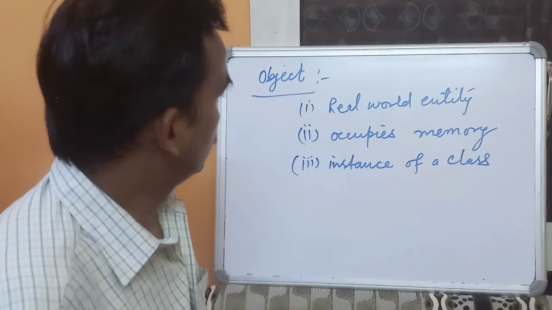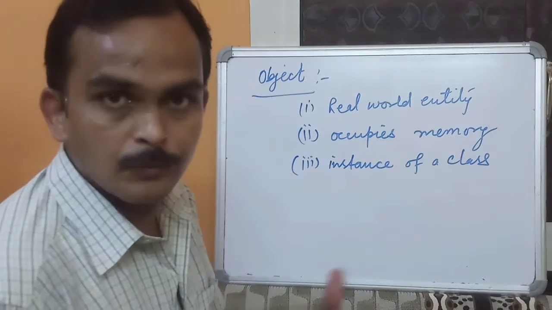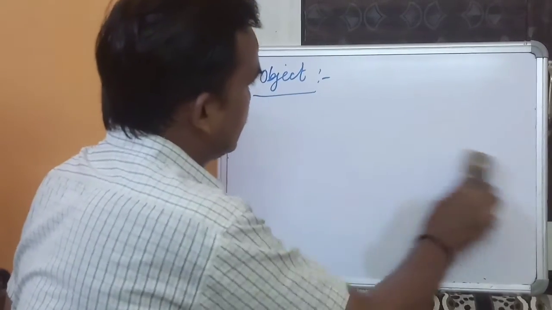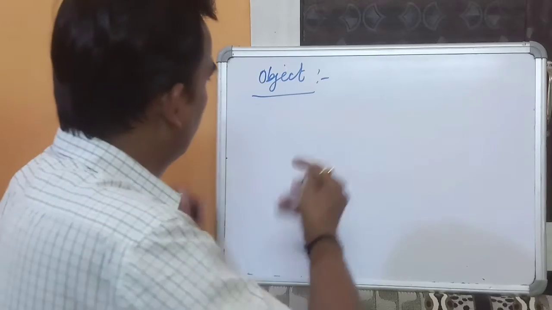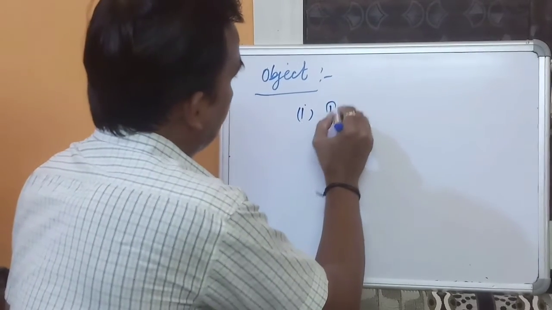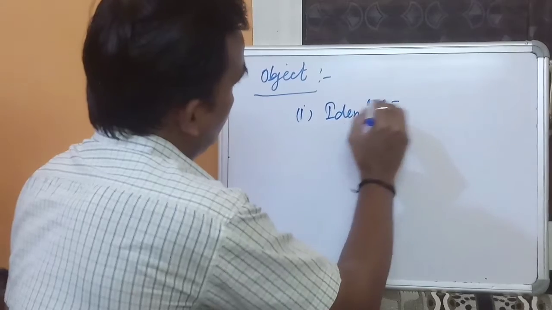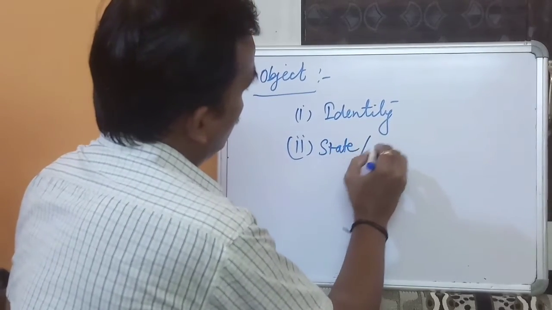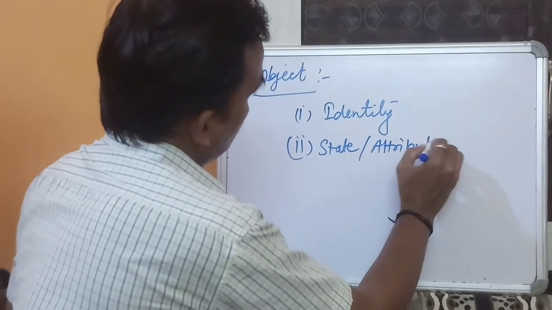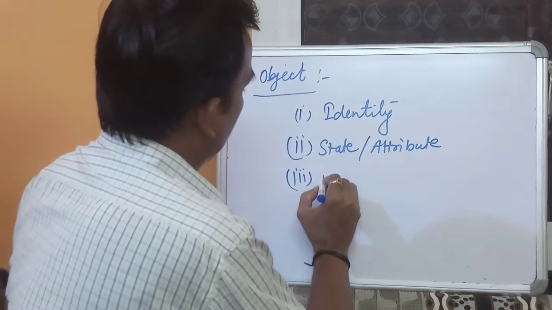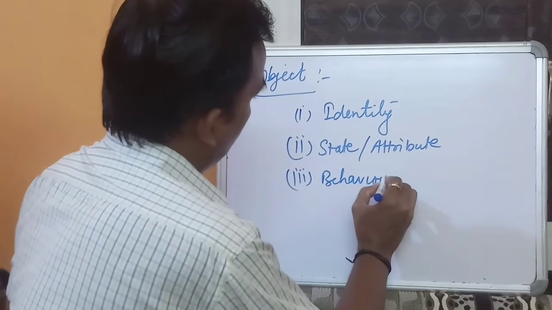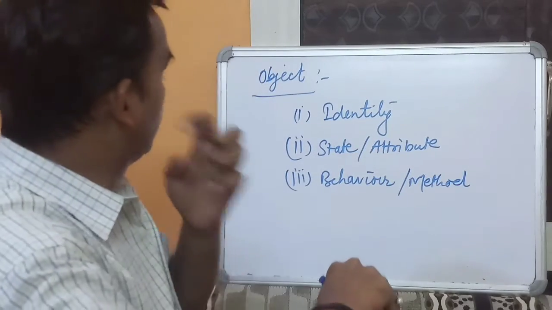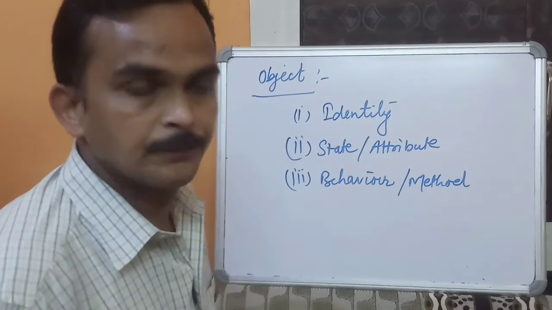Now, what does an object consist of? First is identity, second is state or attribute, and third is behavior or method. These are the basic sections of the object.